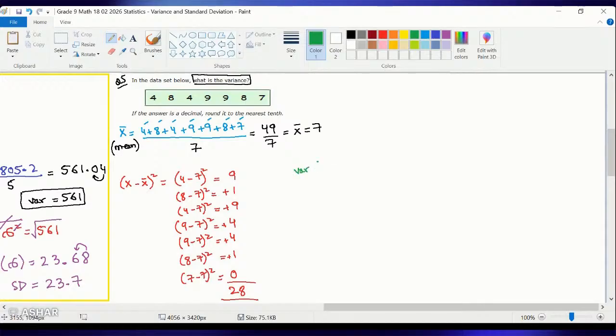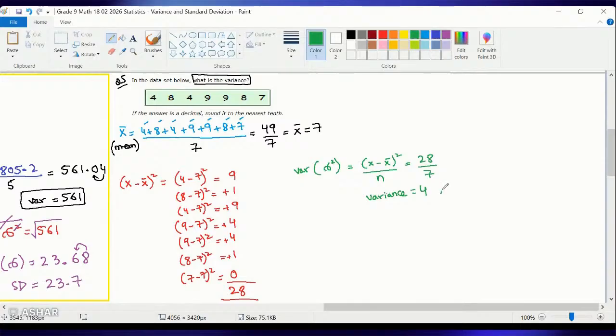So what we can say is variance is equal to the sum of x minus the mean squared, divided by n. That was 28 divided by 7, and the variance came out to be 4. Agreed? We have the answer already.